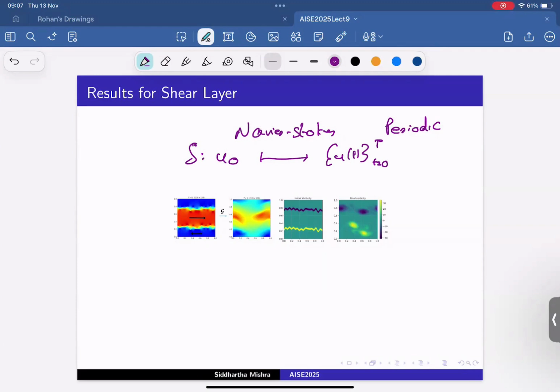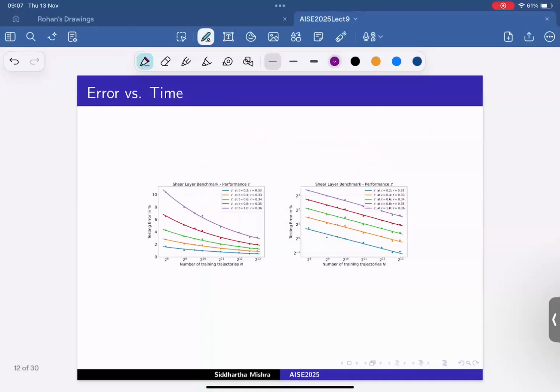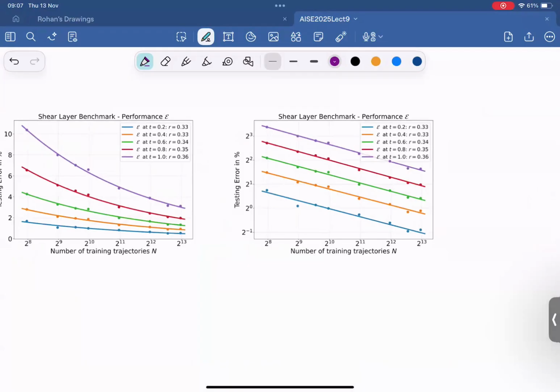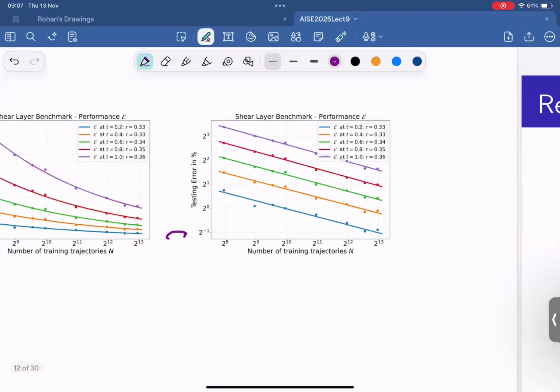Okay, so the task is, and you remember this data set, right? What I had shown you before was simply the solution at the final time. Now we have to look at the solution as an entire trajectory. So let us collect all the results that we have here. It requires a little bit of work. So let's look at this one. This is the same thing but in log scale. So this is in the linear scale and this is in log scale.